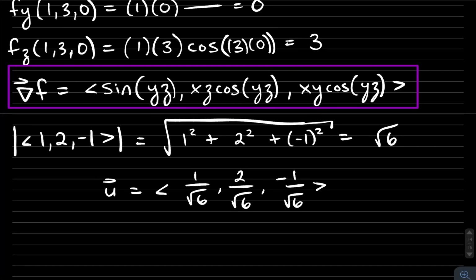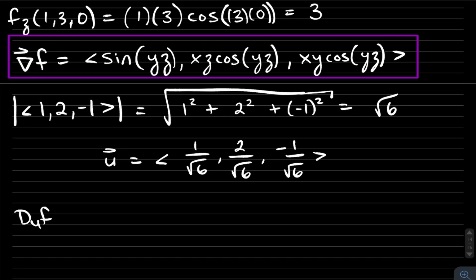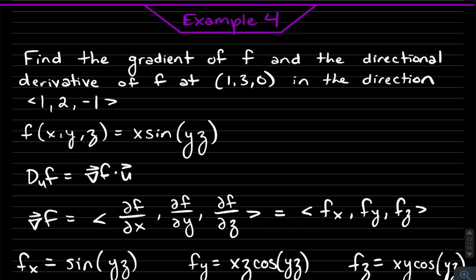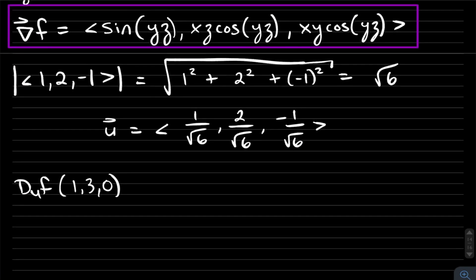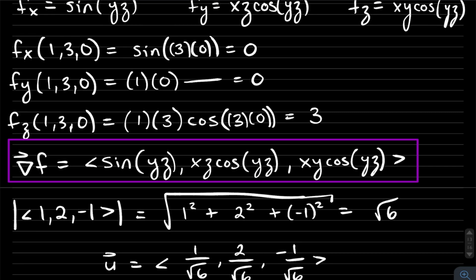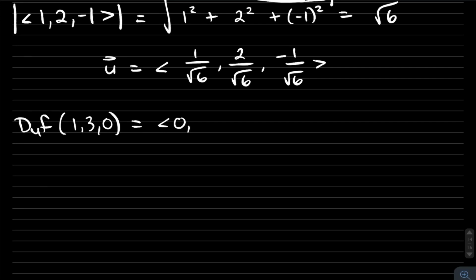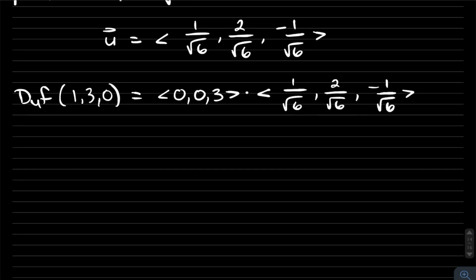And then to find our directional derivative at the point 1, 3, 0, because that's the point of the problem where it said find the gradient of f, and then find the directional derivative of f at 1, 3, 0. So now here's where we are going to use that new gradient, which is just 0, 0, 3. And we dot that with the unit vector. And so the only component that's going to matter here is the z component. And so if you multiply this, you're just going to get -3 over root 6.